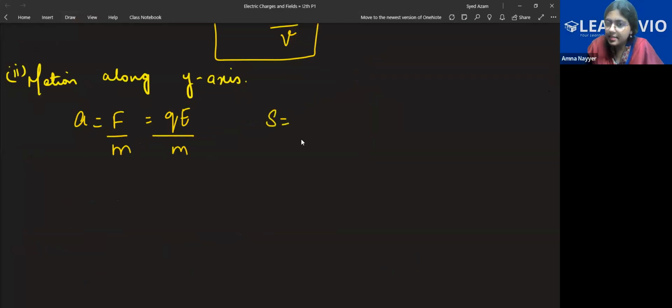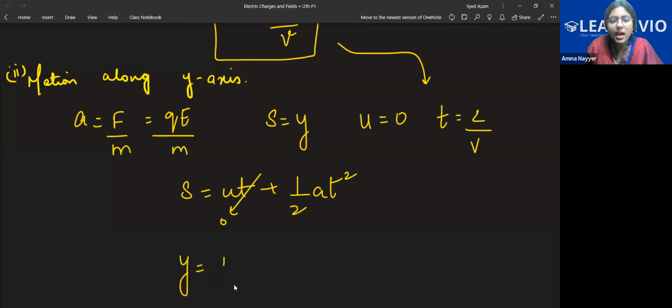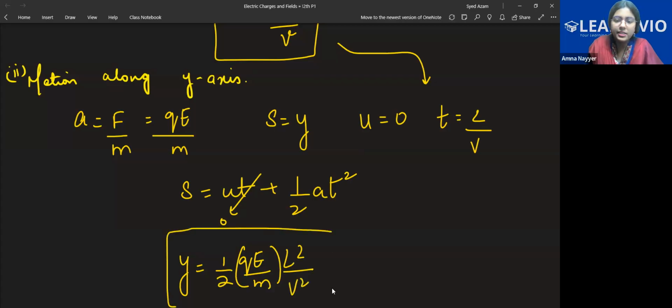Displacement along the y-axis is y only, which we have to calculate. There is no initial velocity given along the y-axis, right? It was moving and it got deflected. So for us, the initial velocity will be 0. For time, class, you can put the value that you have calculated, which is L by v. So look, if we use the equation s is equal to ut plus half at square, again this part will be 0. y is equal to half, acceleration is QE by m, t square, so it will be L square by v square. So this will be the deflection.